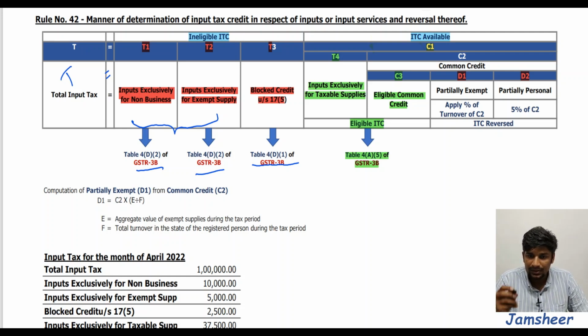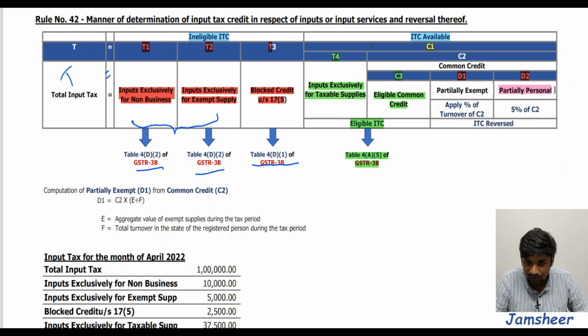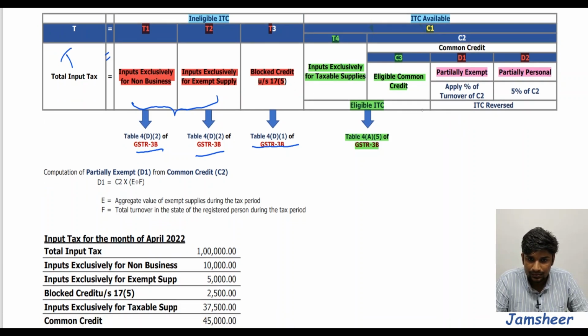Now comes D1 and D2. What is the calculation for getting D1 and D2? If common credit is used partially for personal purposes and partially for exempted supplies, then there is a calculation. D2 is simply the application of 5% of C2, considered as partially personal expense. For the D1 calculation, we have to apply the percentage of turnover to C2.